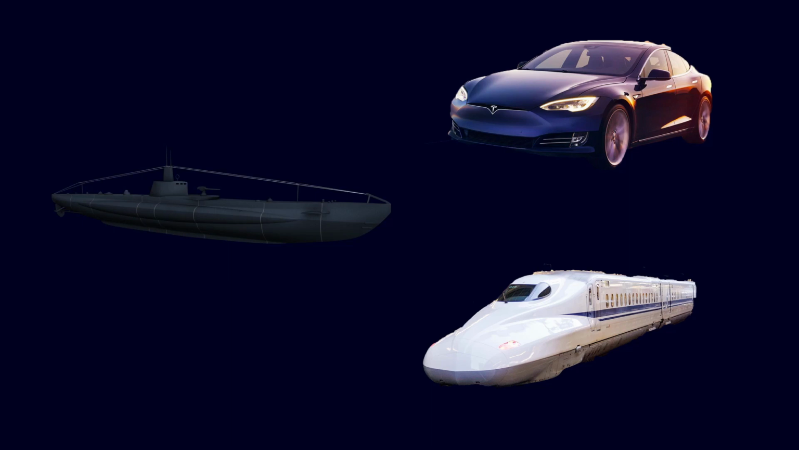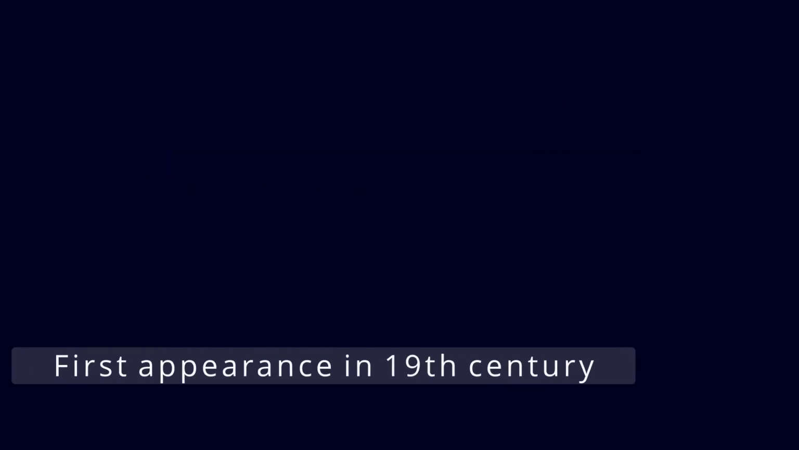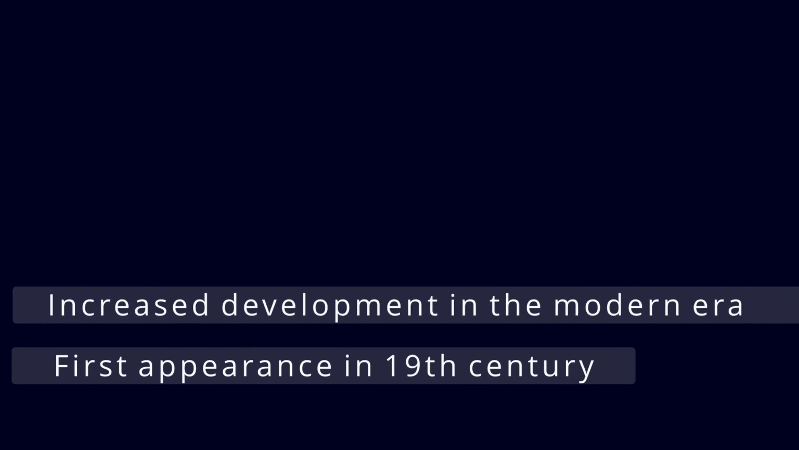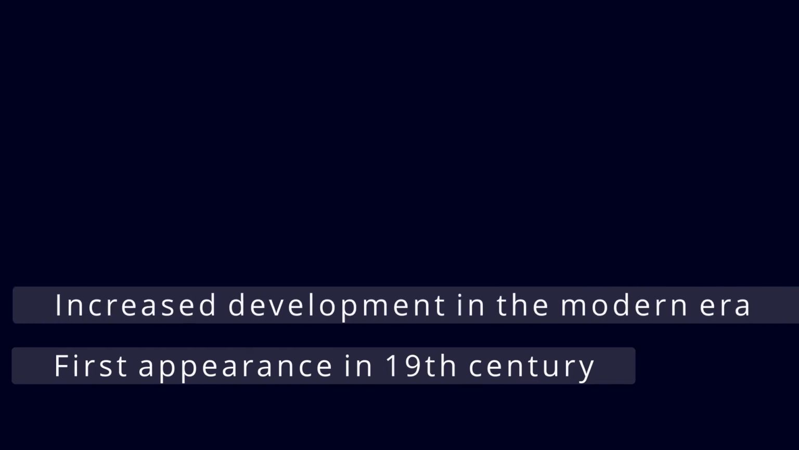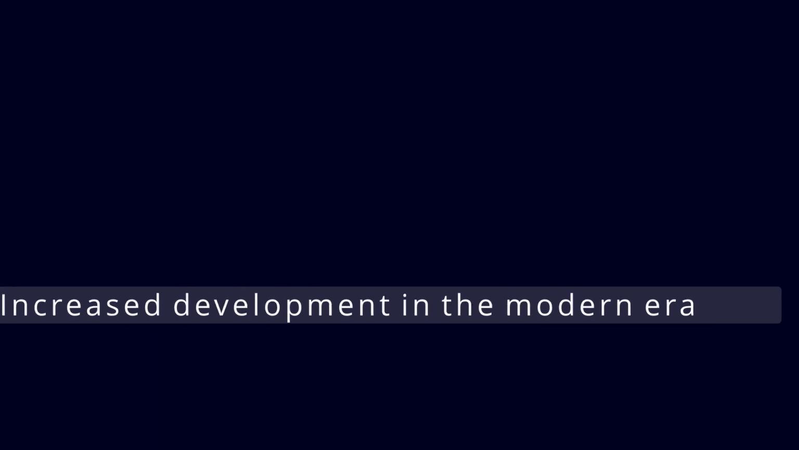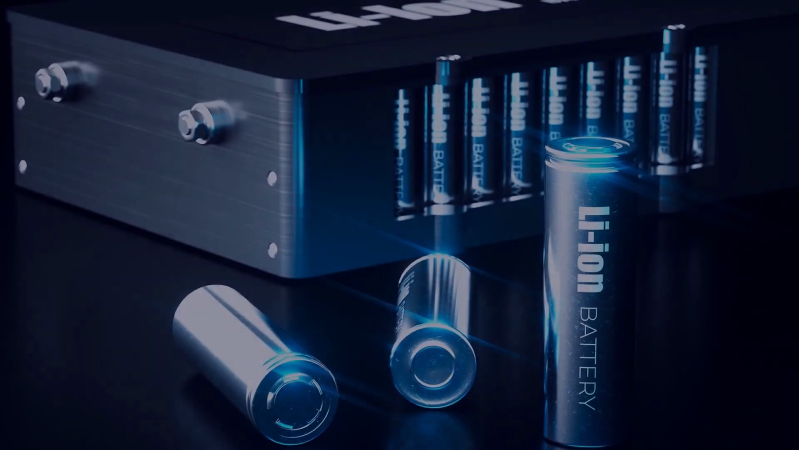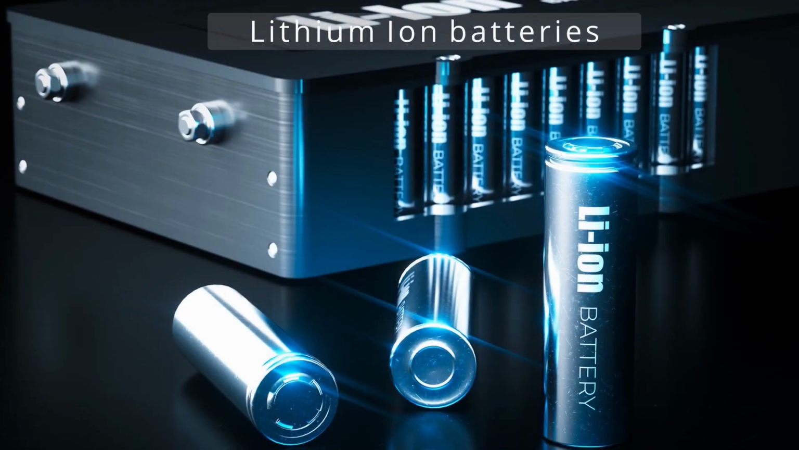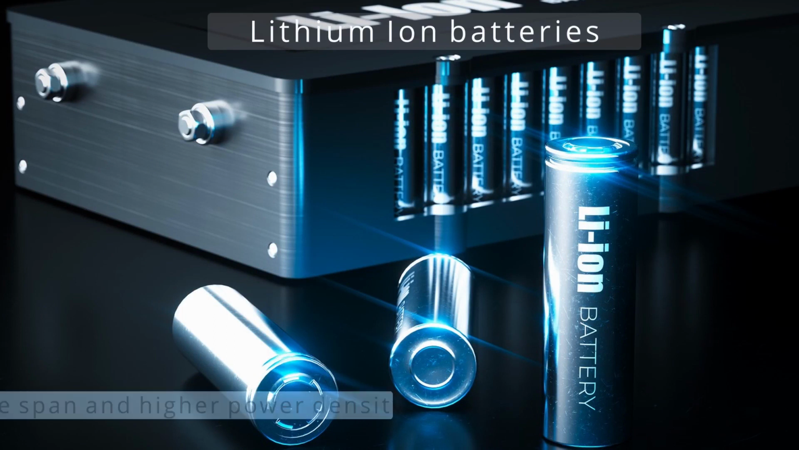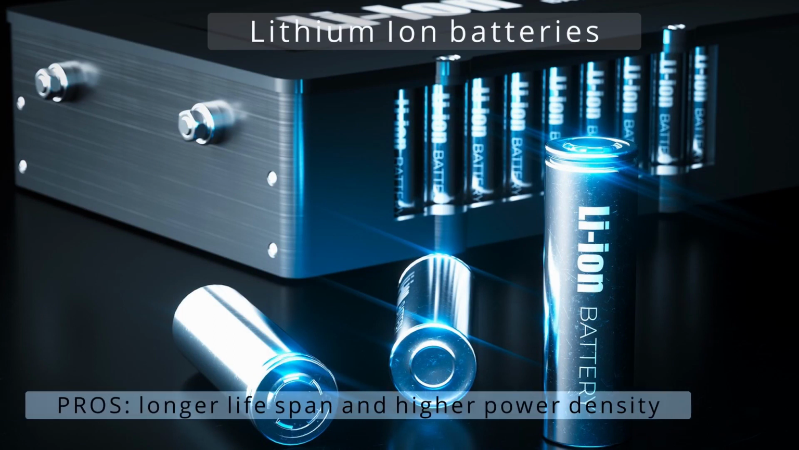EVs first came into existence in the 19th century, but nowadays they have become more and more famous due to technological developments and an increased focus on renewable energy, in order to decrease the impact of vehicles on climate change. One of the most common technologies used in electric vehicles are lithium-ion batteries. Indeed, most EVs use this type of battery because they have high energy density, longer lifespan and higher power density with respect to other batteries.